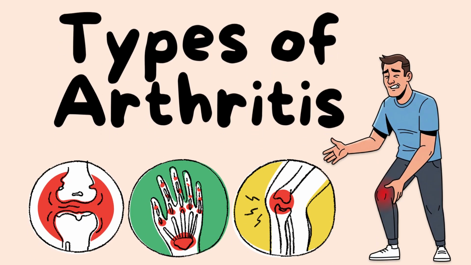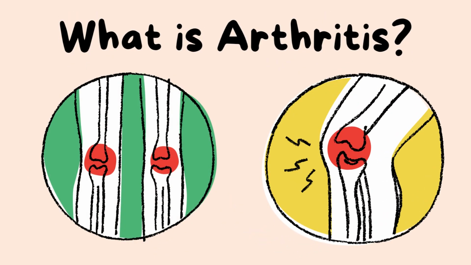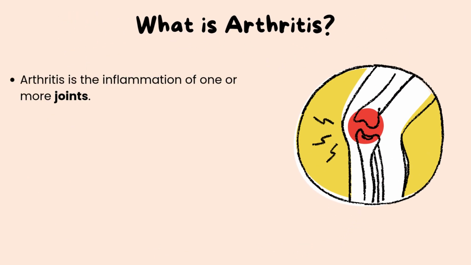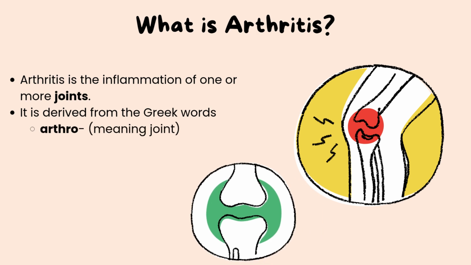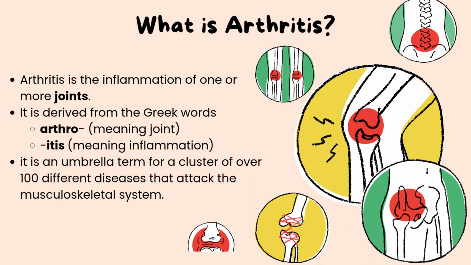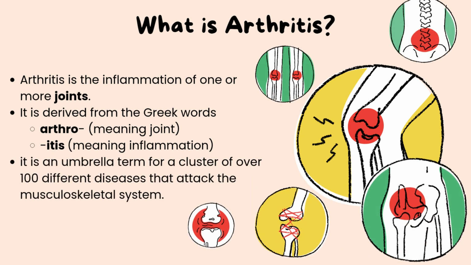Types of arthritis. What is arthritis? Arthritis is the inflammation of one or more joints. It is derived from the Greek words arthro, meaning joint, and itis, meaning inflammation. It is an umbrella term for a cluster of over 100 different diseases that attack the musculoskeletal system.